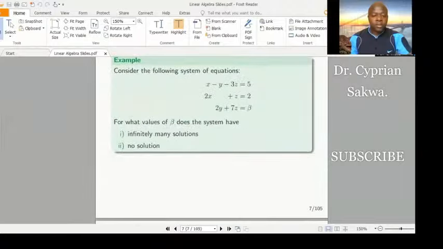Look at this example. It says, consider the following system of equations. So this is a system given to us. And the question is, for what values of beta does the system have, Roman 1, infinitely many solutions, and Roman 2, no solution. So the question wants you to tell us what beta would be so that this system would have many solutions, and what beta would be so that this system would have no solution. So the first thing we do, as we've already said, is extract the augmented matrix from this, reduce it to echelon form, and see what beta would be for us to have infinitely many solutions or to have no solution.